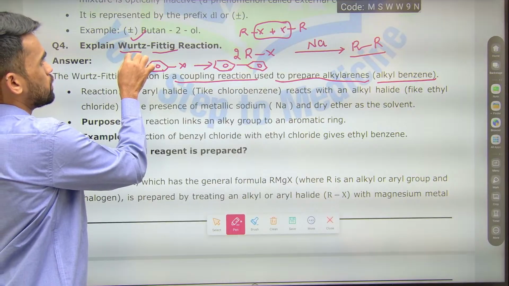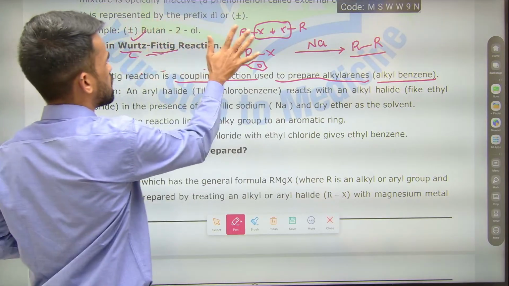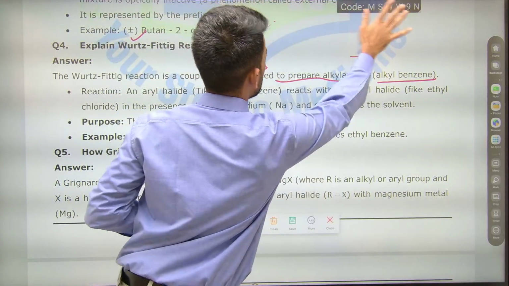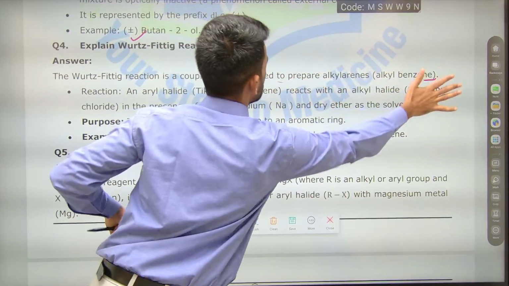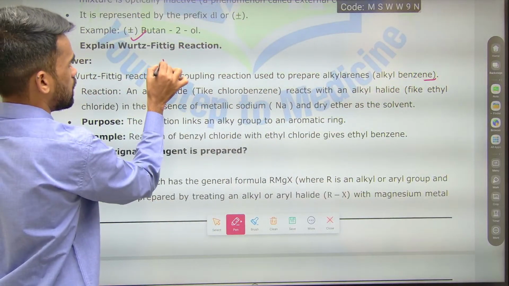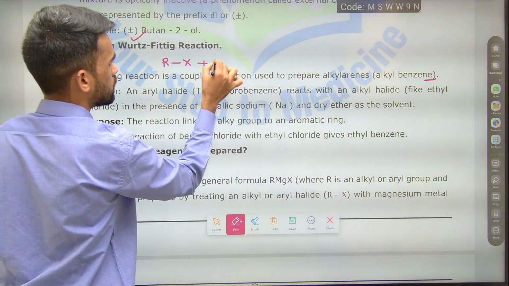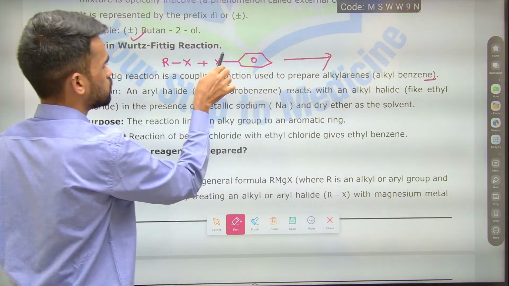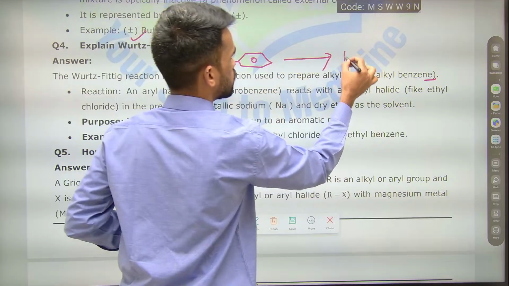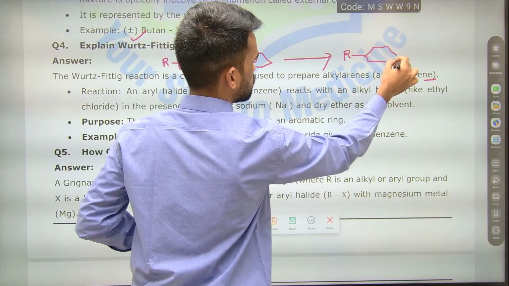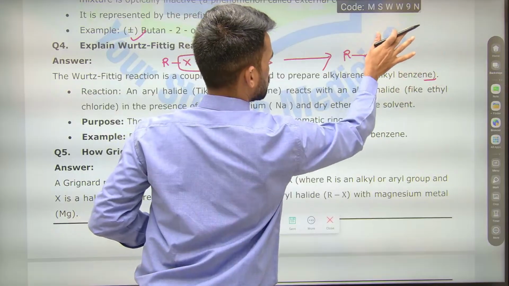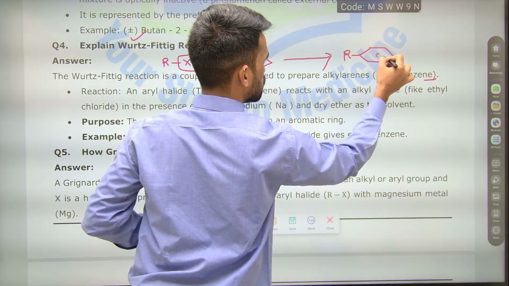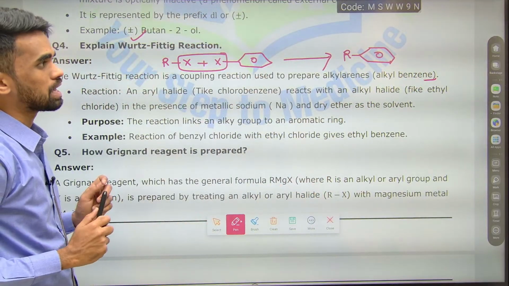Now it's a combination of Wurtz and Fittig. It means you should take one mole alkyl halide, the other mole aryl halide. It means one is aryl halide, the other one is alkyl halide. Now let's consider one alkyl halide plus one aryl halide. So now what I am saying, you just remove these X groups, so that you are going to get R attached like this. Benzene with an alkyl group, alkyl benzenes are formed.